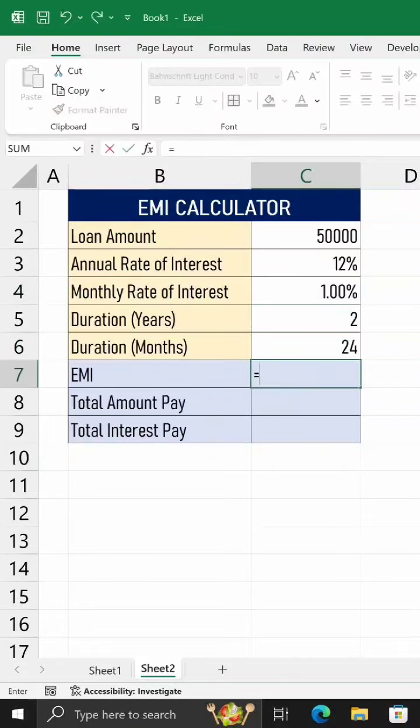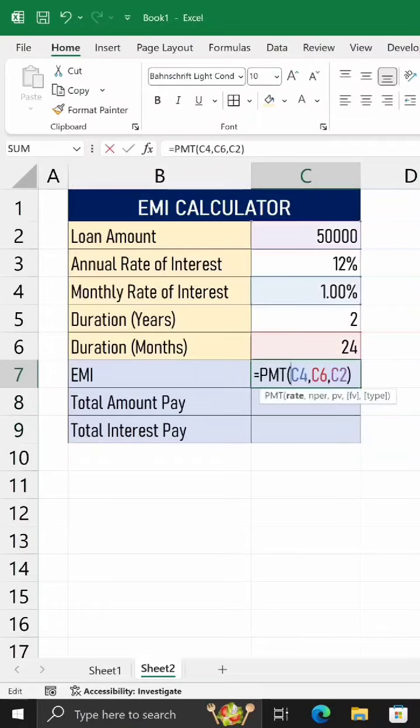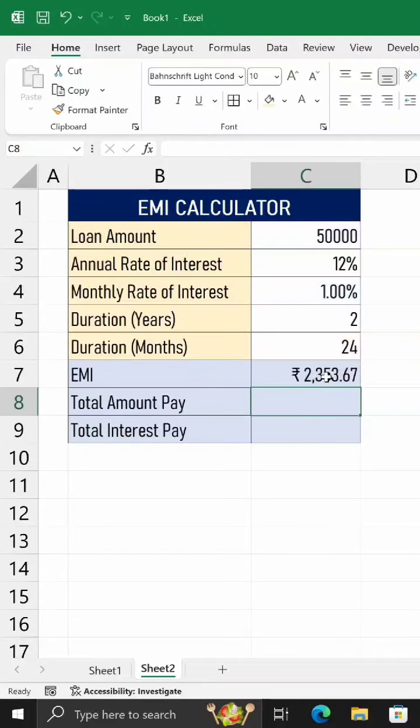So for the EMI, I am just going to use the formula called PMT. So equal PMT, and here the rate, I will give the monthly rate, then the time period, and then the PV, which is my present value, or I can say loan amount. Once I have done this much, the negative result will be in my hand. So it is better to put one more minus symbol before this PMT, and it will be positive then.